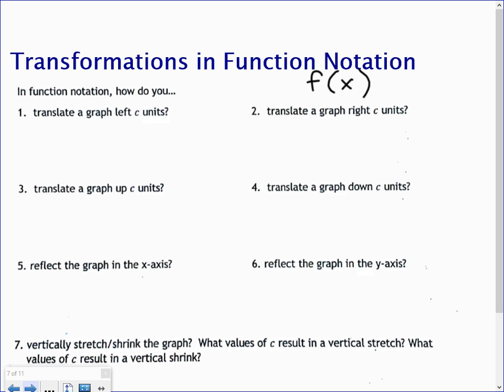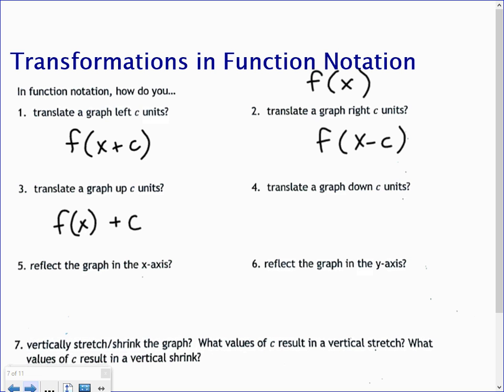To translate left, it should be f of x plus c in parentheses. To translate right, f of x minus c. Translate up. This time, leave f of x alone and just add c on the back. And so it's what we're seeing in the actual functions, x squared, absolute value, but in function notation. We don't actually know what function it is. And translate down, f of x minus c.